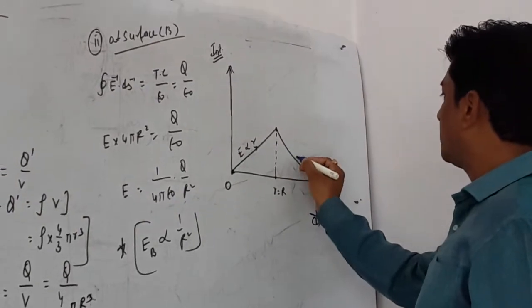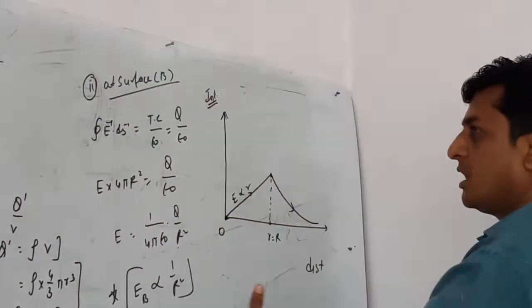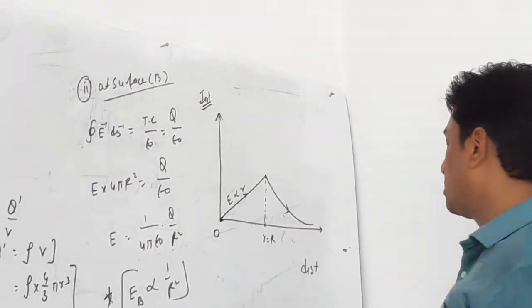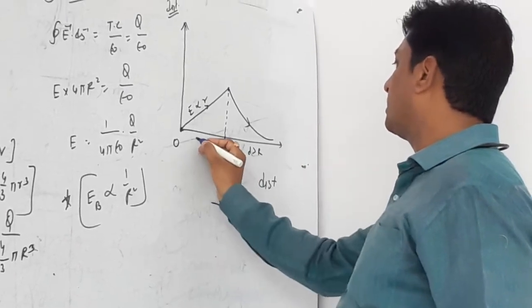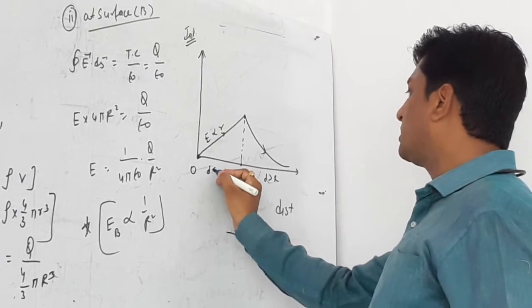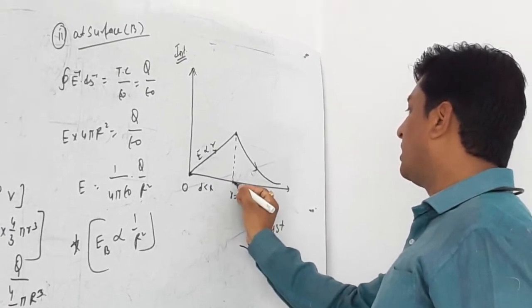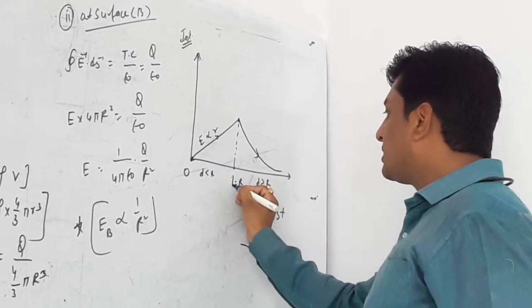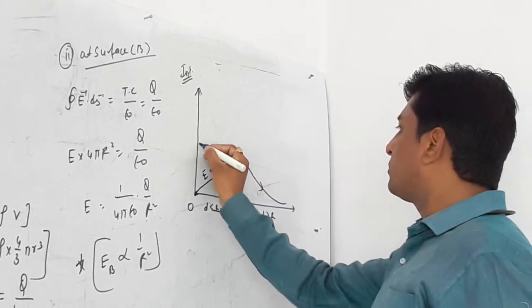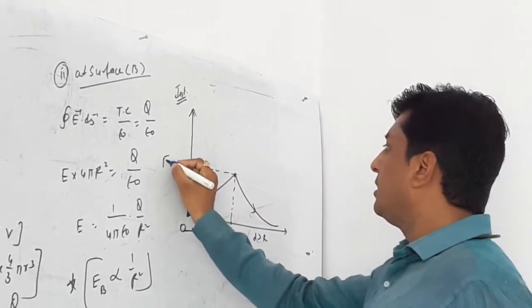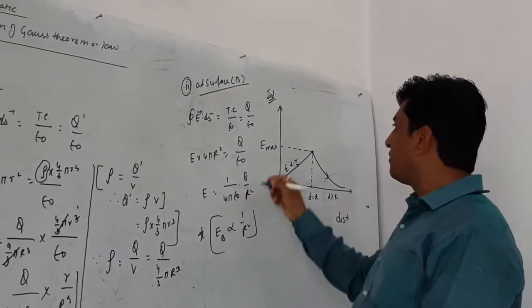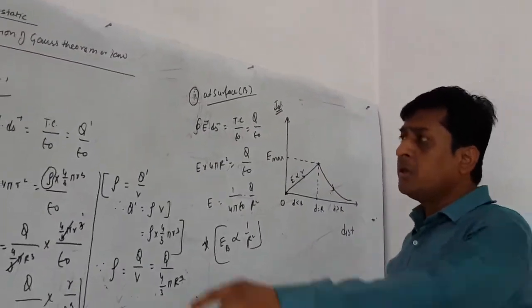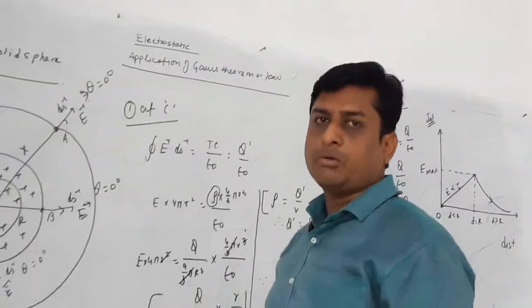This is the intensity and distance graph for this particular application. Here distance is more than capital R. For this much portion, distance is less than capital R. And here exactly distance is R, which means at this point you will get maximum intensity. In this way you can plot the graph between intensity and distance for this particular application. Okay.